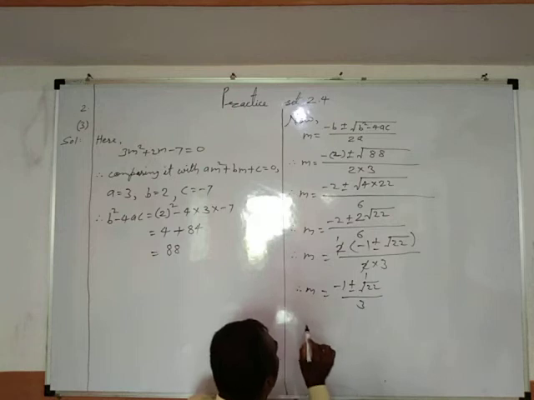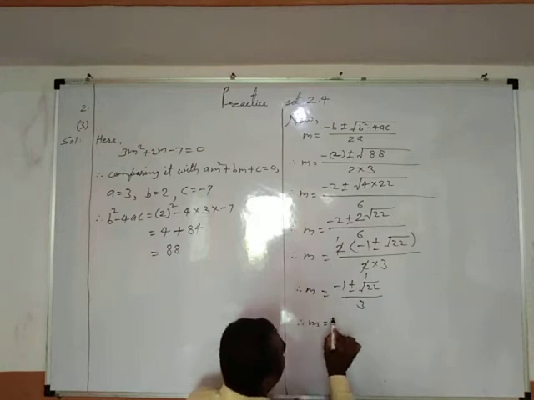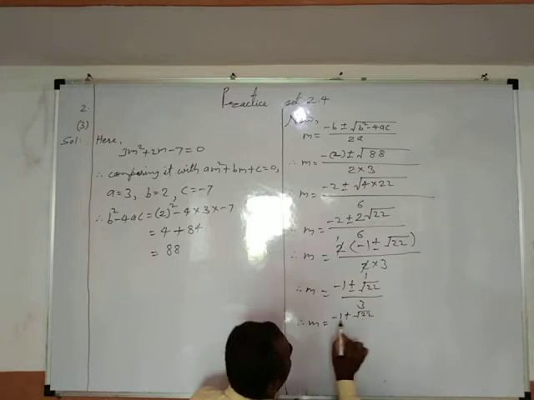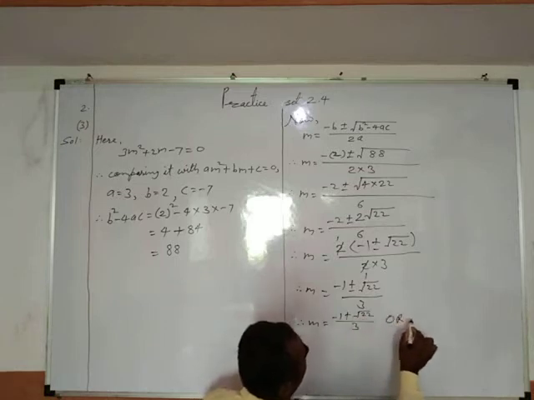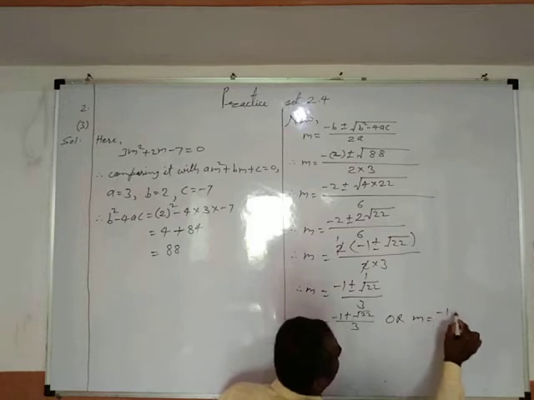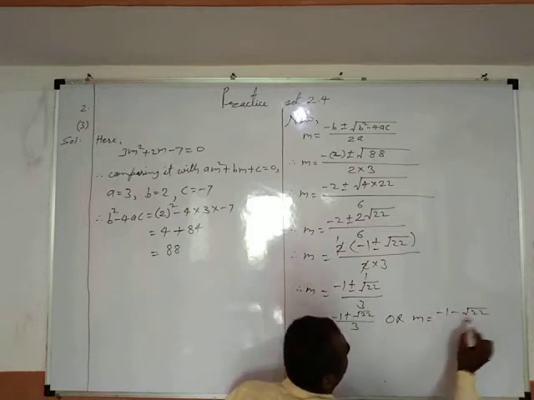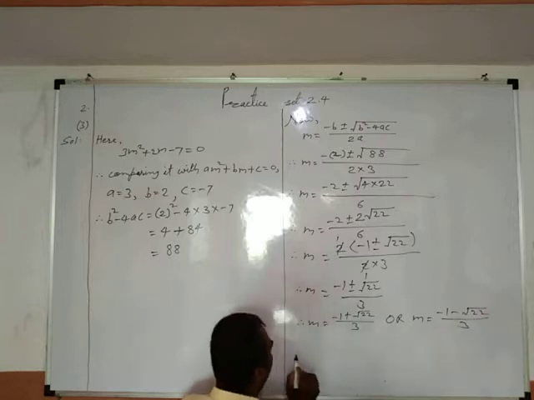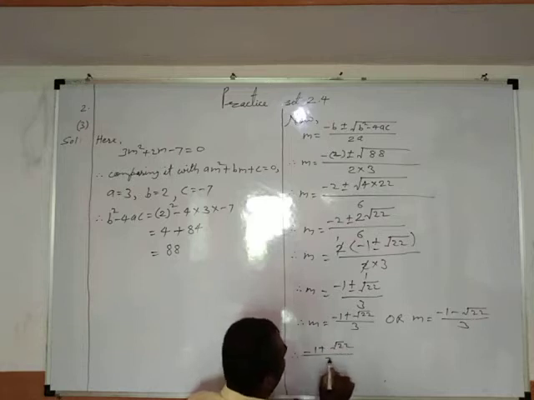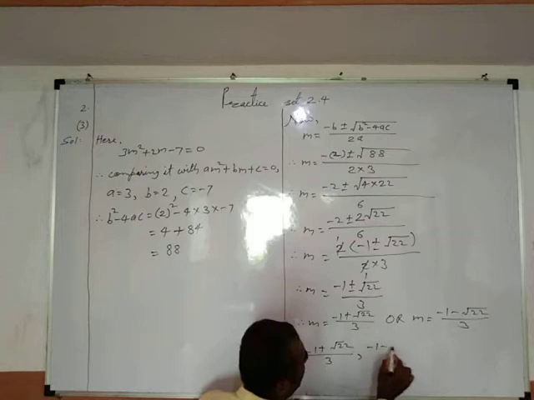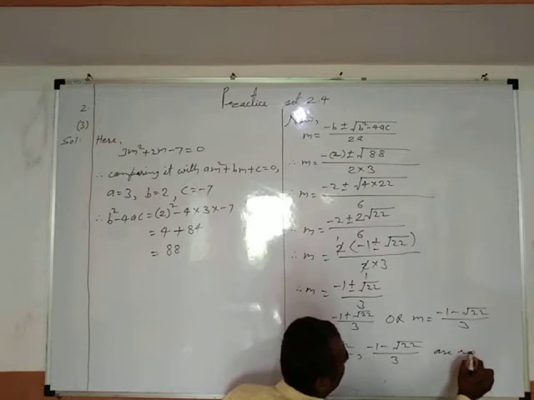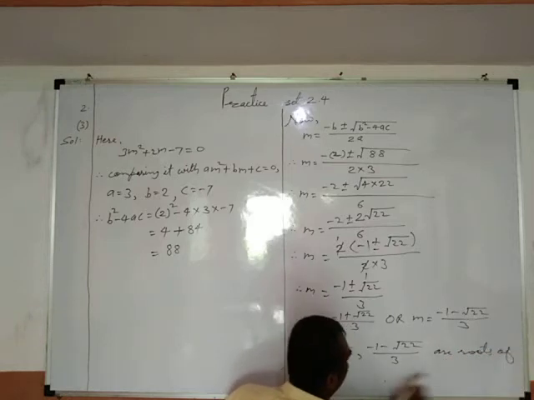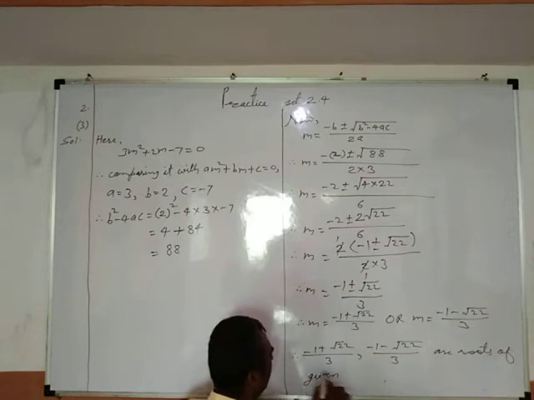Therefore m equals minus 1 plus root 22 upon 3, or m equals minus 1 minus root of 22 upon 3. Therefore, minus 1 plus root 22 upon 3, comma, minus 1 minus root 22 upon 3 are roots of given quadratic equation.